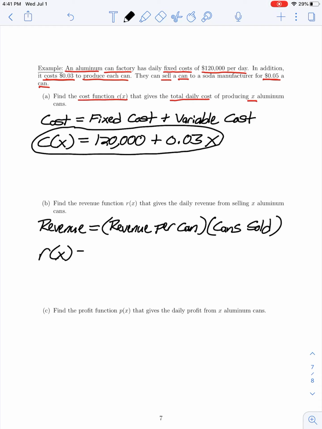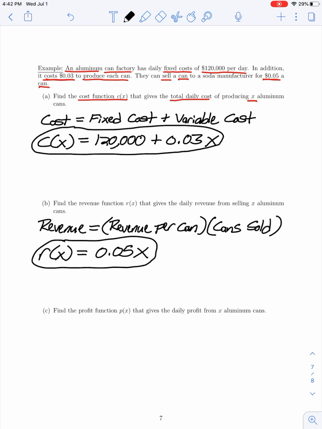So here R of x for revenue. Our revenue per can is 0.05. We're told we can sell them to a soda manufacturer for that amount. And the number of cans sold was x. So here our revenue function is defined as the price per can times the number of cans sold.